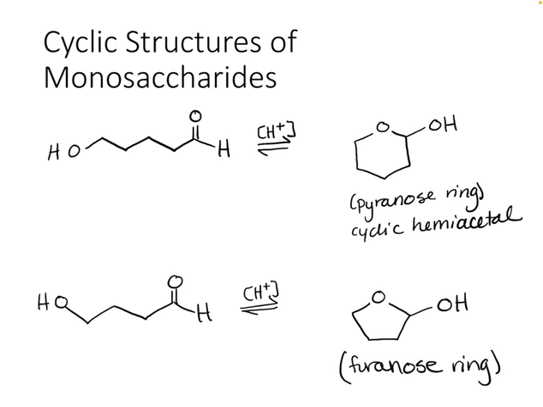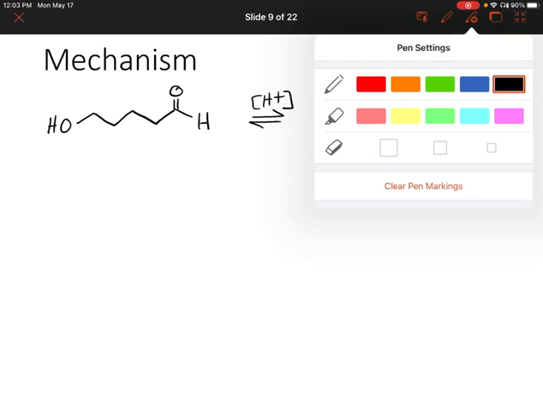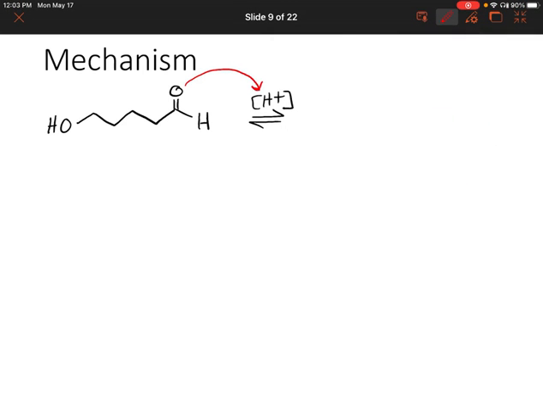Now let's look at the mechanism for the formation of the Pyranose ring there at the top. So again, we'll just start with our aldehyde on the right, alcohol on the left. And again, we're reacting this with acid. What do you think is going to protonate itself? The carbonyl oxygen. So very similar to other reactions that we've seen.